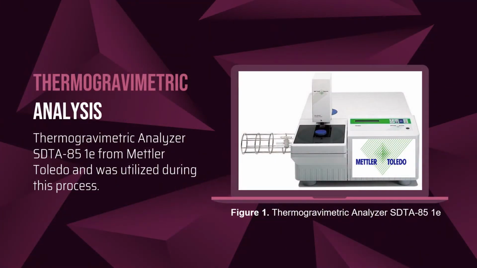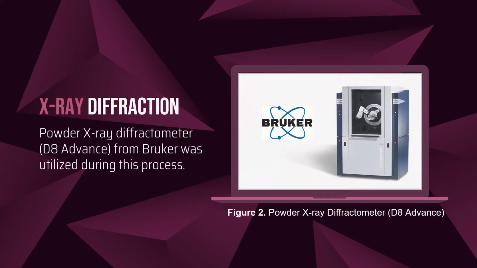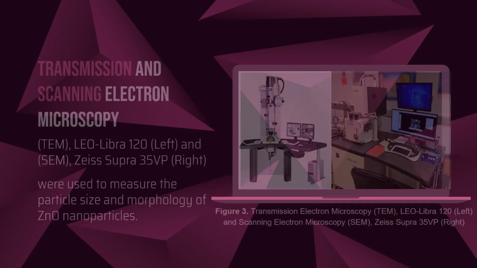Figure 1 shows the thermogravimetric analyzer SDTA851E from Mettler Toledo and was utilized during the thermogravimetric analysis. As reflected in Figure 2, powder X-ray diffractometer D8 Advance from Bruker was utilized during X-ray diffraction or XRD.